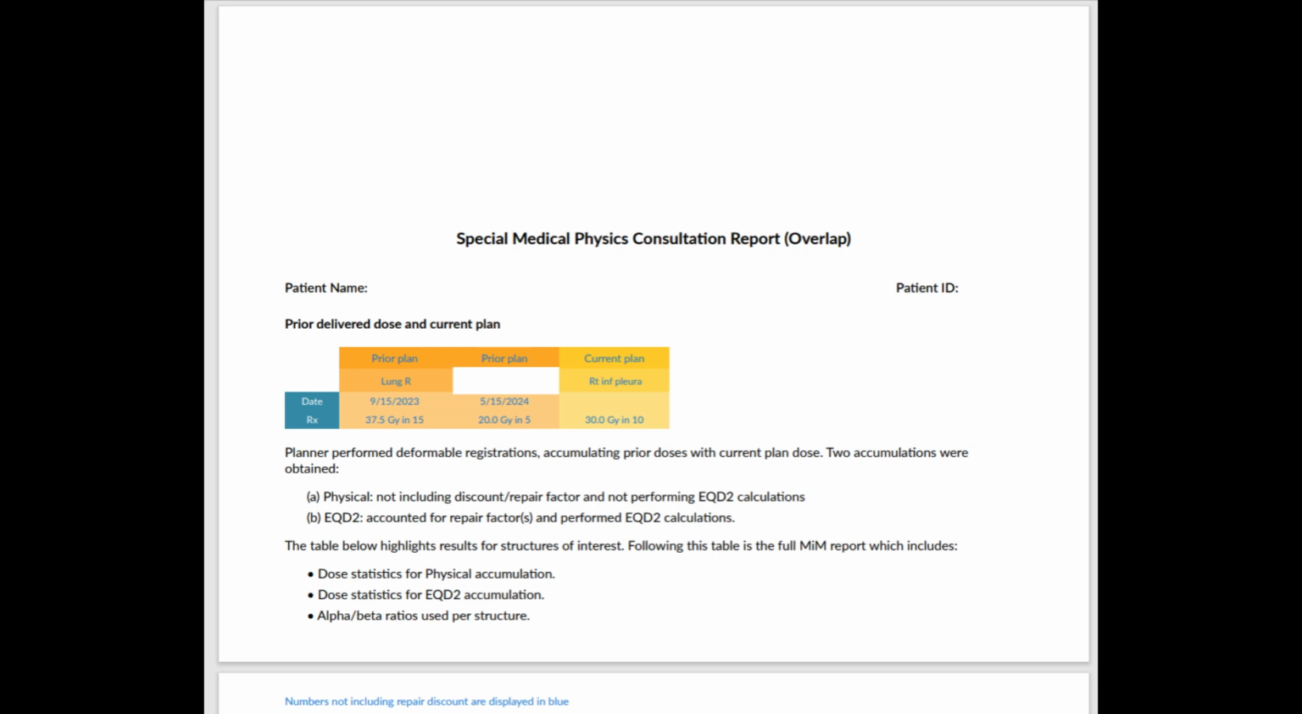The following is a demo of an automation of overlap special medical physics consults. When current treatments are expected to overlap with prior treatments, the planner runs the treatment eval workflow in MIM. If you've ever evaluated this workflow, you'd know that it's riddled with potential failure modes.